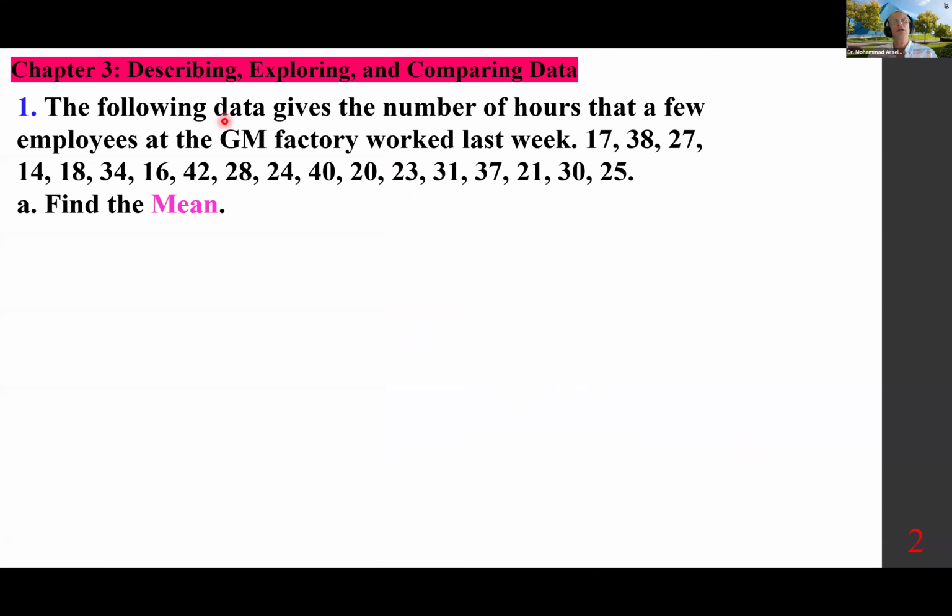The following data gives the number of hours that a few employees at the GM factory worked last week: 17, 38, 27, all the way to 25. We want to find the mean.